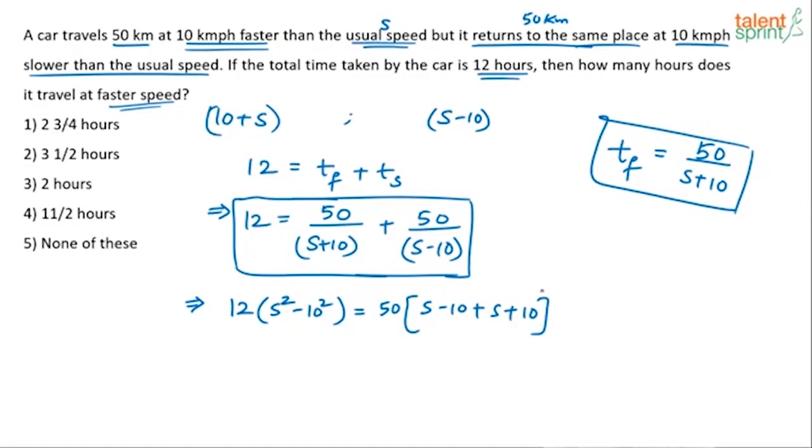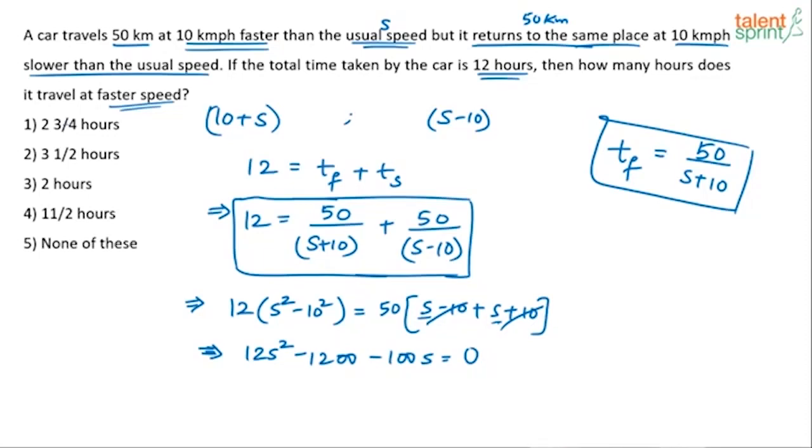See, this is where you will save time. If you cut down the number of steps, you will save time, right? So minus 10 plus 10 gets cancelled, and we are left with the equation. Again, a quadratic equation. What happens next? 12s squared, minus 100 into 12, minus 1200. This is s plus s, 2s, into 50, 100s, but it goes to the other side, so minus 100s equals 0.